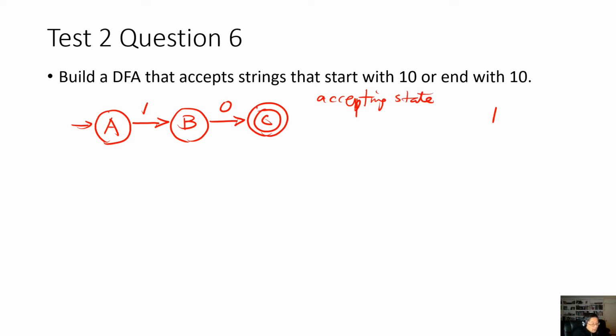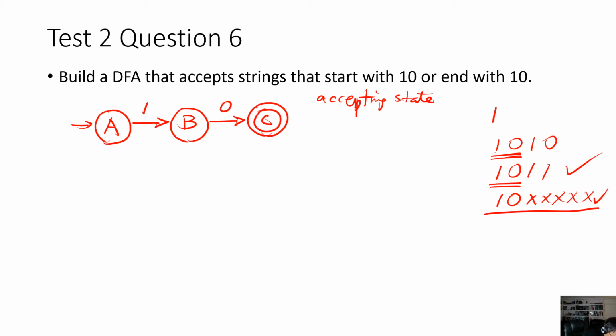Okay. Now, once we are in state C, which is an accepting state, C means that the string starts with 1 and 0. So if the string starts with 1, 0, it doesn't really matter what the follow-up inputs are, right? If it's 1, we still accept it because this string starts with 1, 0. If it's 1, 0, we still accept it. If it's 1, 0, 1, 1, we still accept it because it starts with 1, 0. So if it starts with 1, 0, it doesn't matter what the follow-up input value is. We always accept the string. So if we are at state C, we stay in state C. Okay.